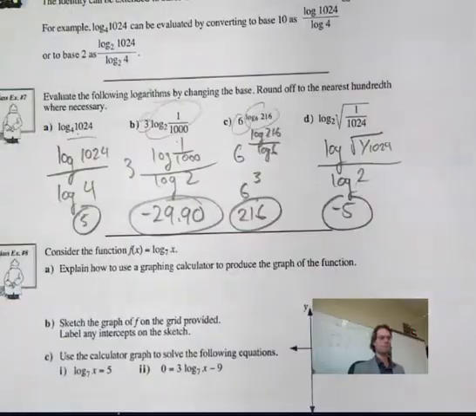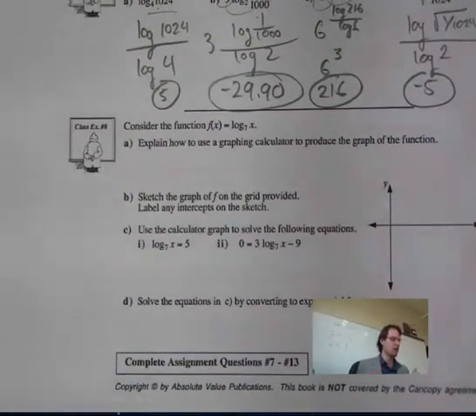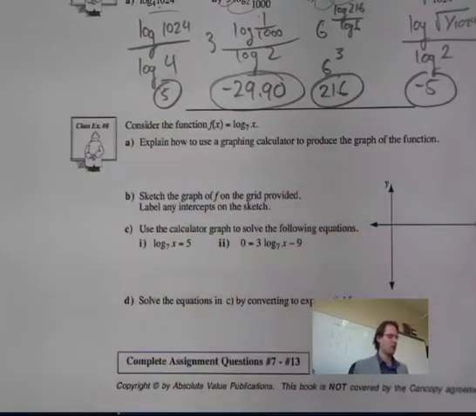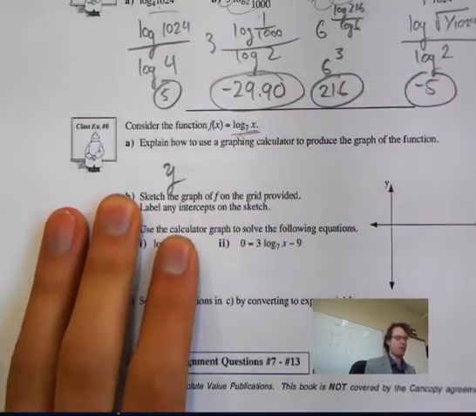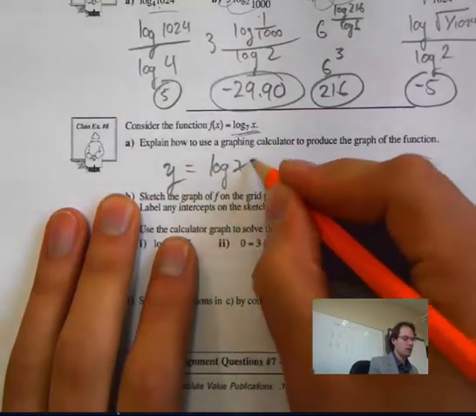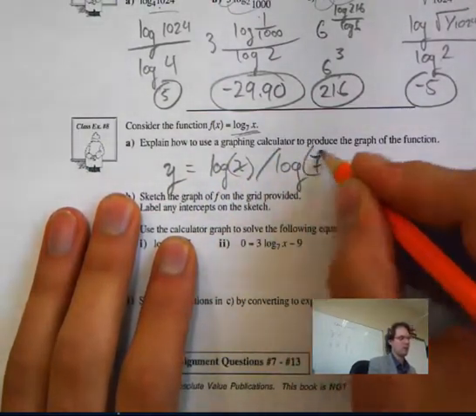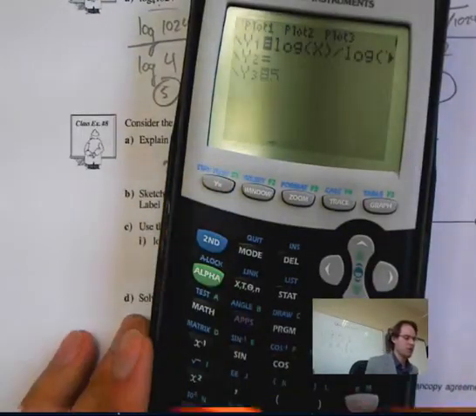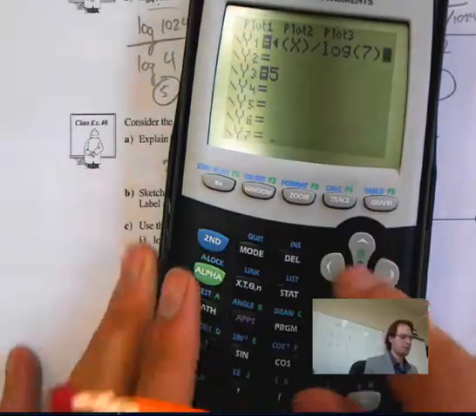Okay? All right. Now here we go. It says, explain how to use a graphing calculator to produce the following function. So in this one right here, we have to change the base to put it in my graphing calculator. Y is equal to, we're going to say log x divided by log 7. Looks like that. So let's put that in my calculator. And I already have it here. Log x divided by log 7.